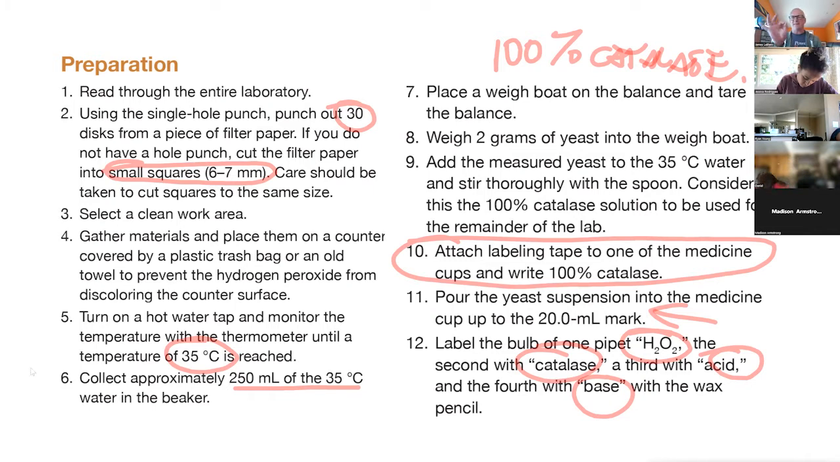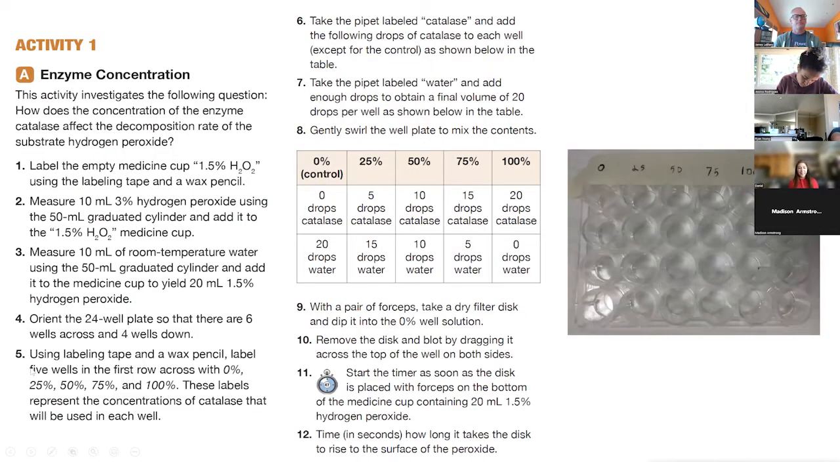So that's just getting your stuff ready. So you make a 20 mil solution of 1.5%. So 10 mils of 3% peroxide, 10 mils of water. Put that in one of the medicine cups. That medicine cup is actually what you're going to be doing the reactions in.